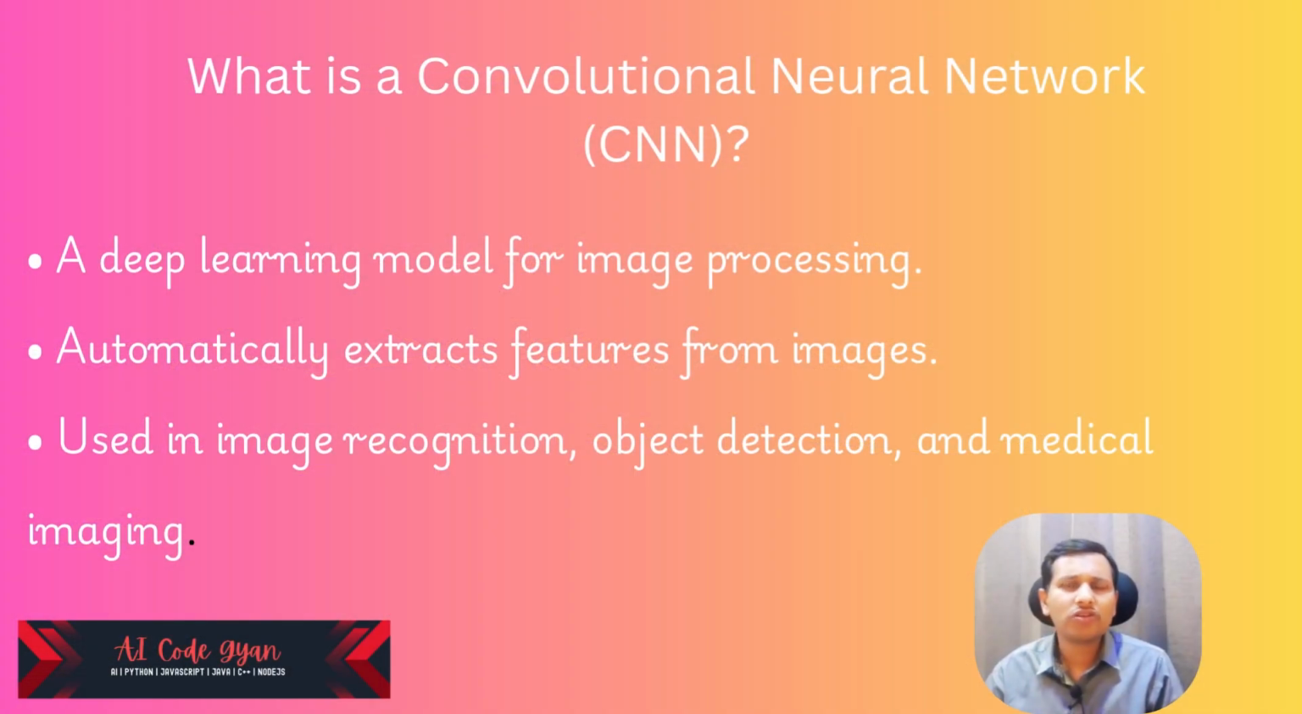Hello, let us talk about convolutional neural networks. It is a deep learning model for image processing. It automatically extracts features from images. I think we have talked about other neural networks. So we need to extract different parts of the images in pieces. Convolutional networks are used in image recognition, object detection, and medical imaging because of their high accuracy.